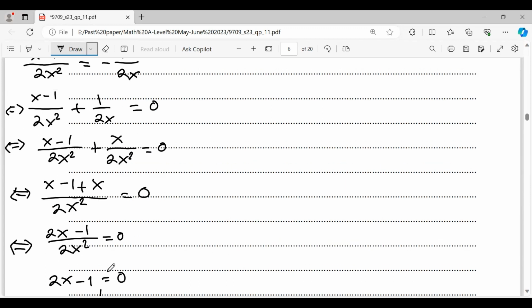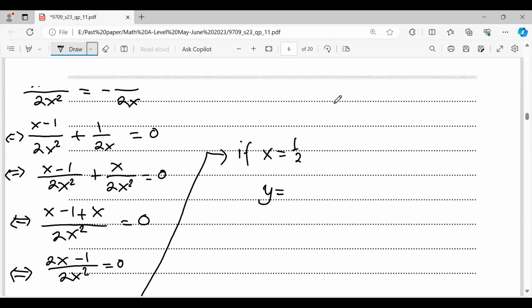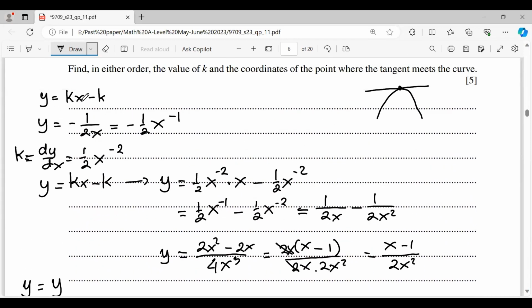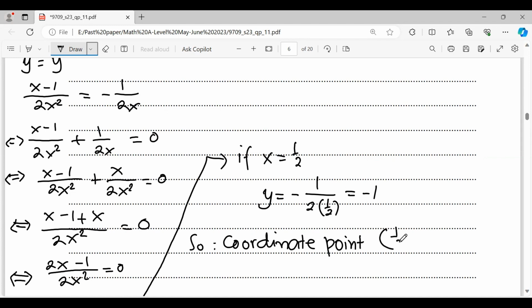If x equals half, it means y. We are going to use this equation, this y. Substitute x into these equations: negative 1 over 2 times half, which is negative 1. So the coordinate point is x comma y, half comma negative 1.